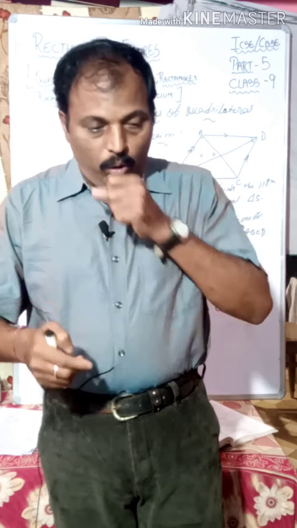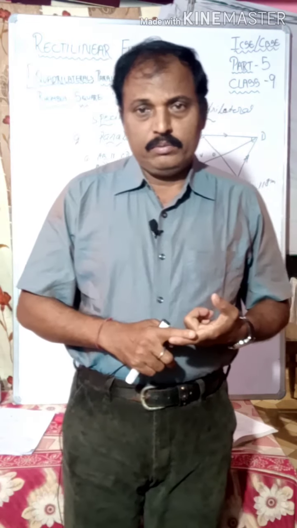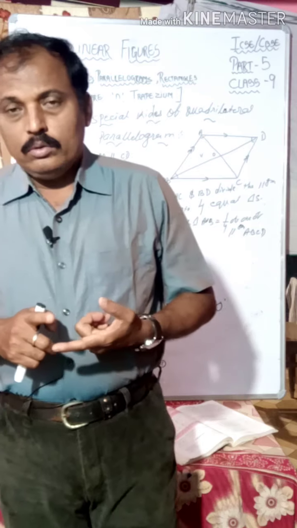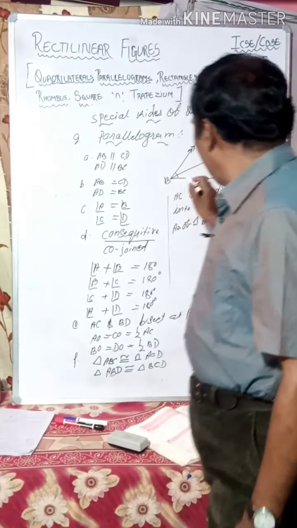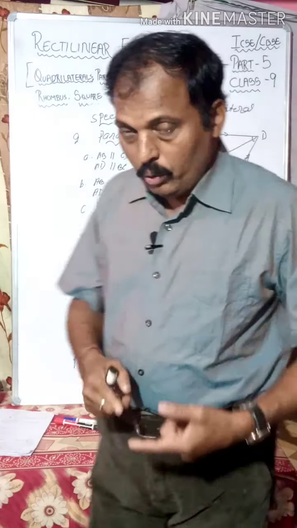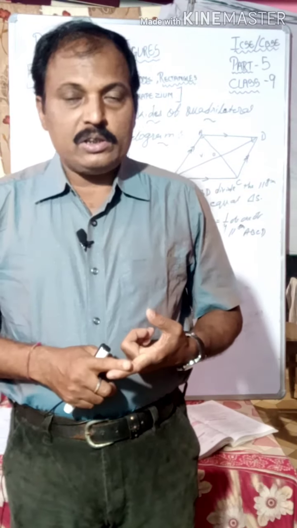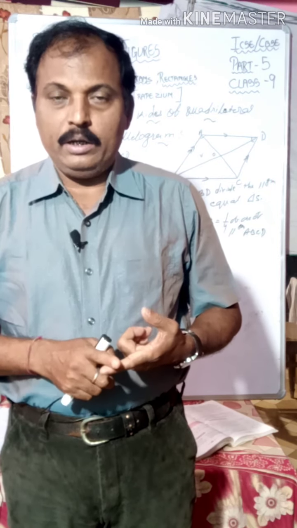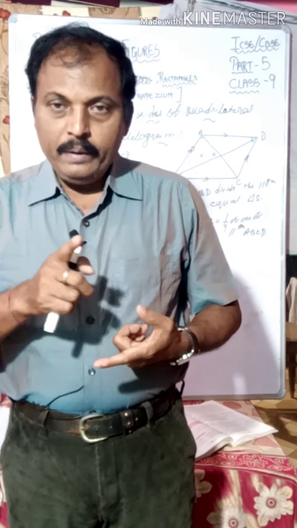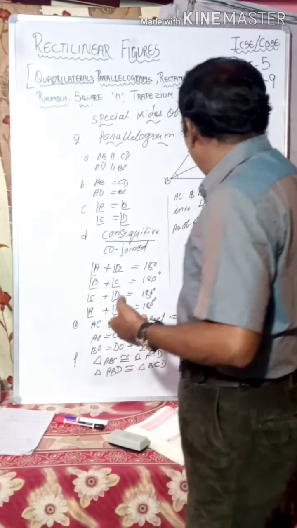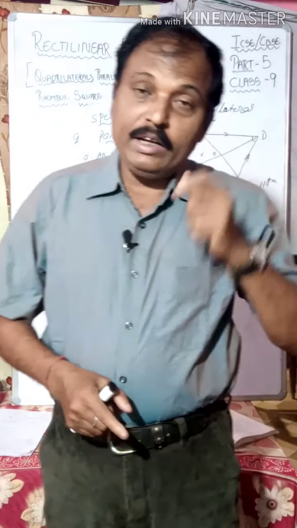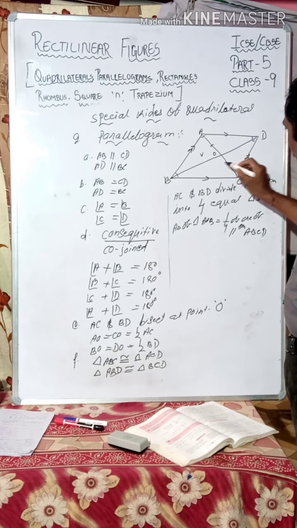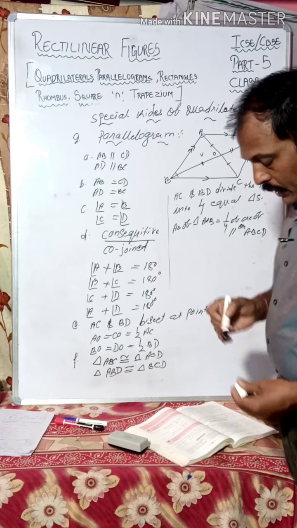Then there are two diagonals in the parallelogram, AC and BD. The two diagonals bisect each other at a point. Suppose the bisecting point is O, so OA is equal to OC and OB is equal to OD. Each diagonal bisects at O, so BO is equal to DO at point O.